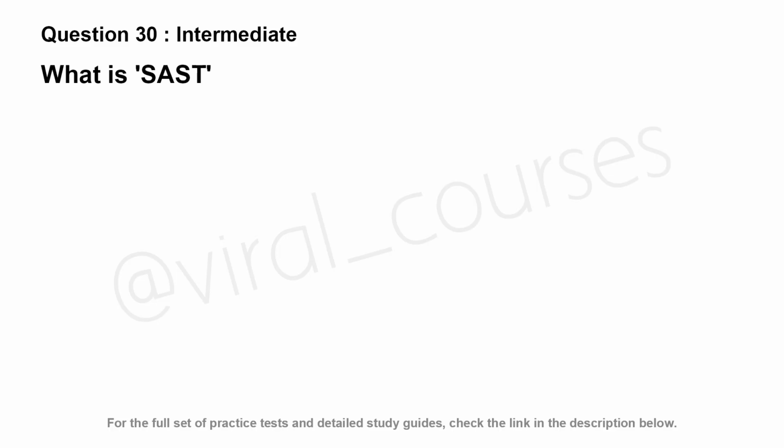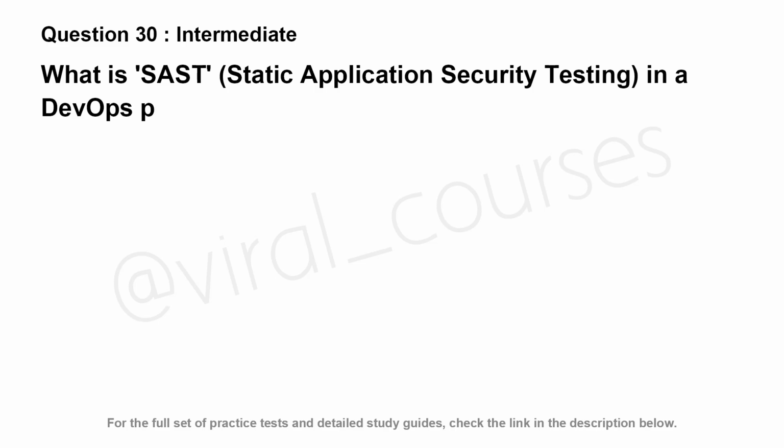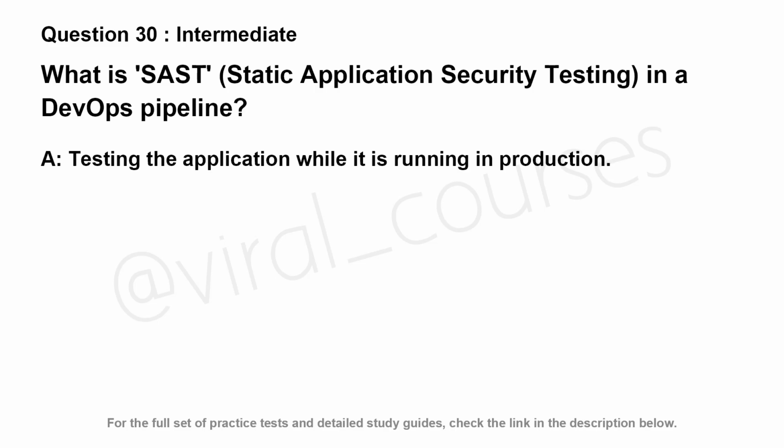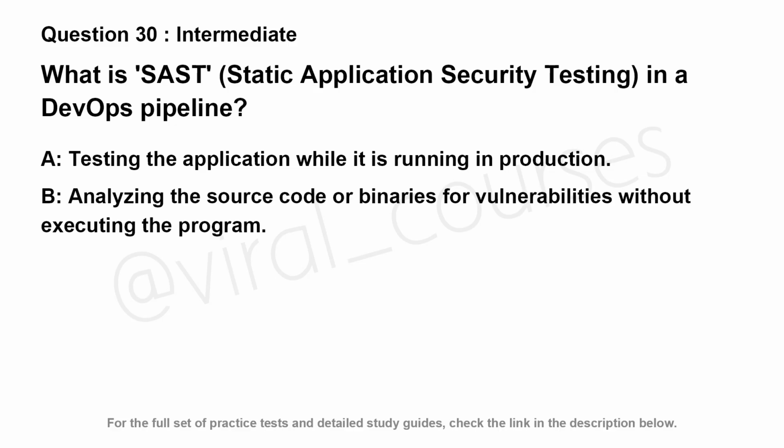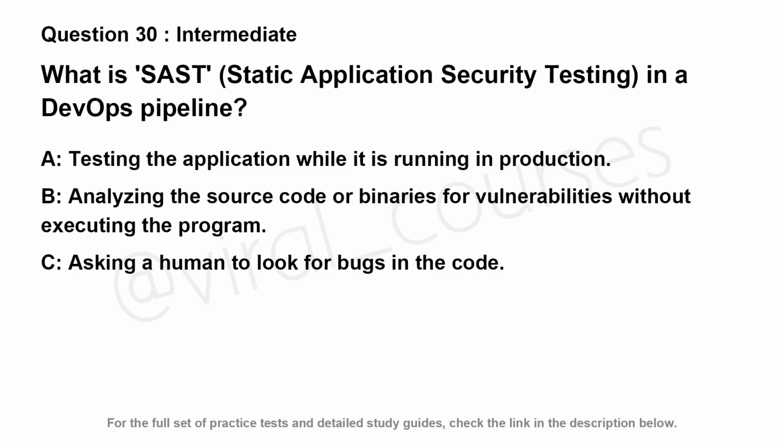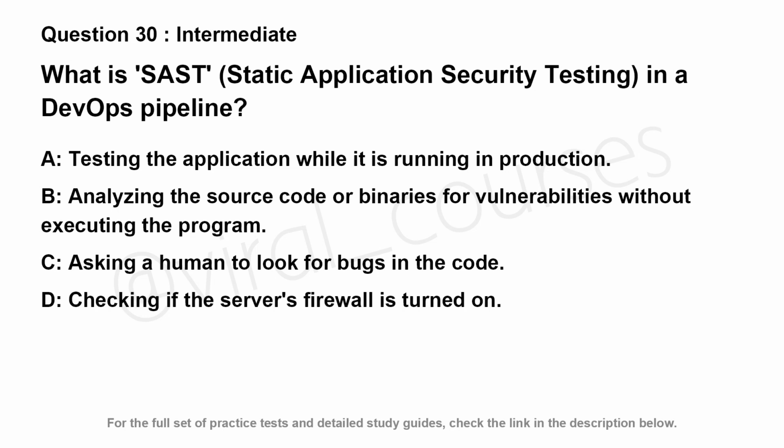What is SAST, Static Application Security Testing, in a DevOps pipeline? Option A. Testing the application while it is running in production. Option B. Analyzing the source code or binaries for vulnerabilities without executing the program. Option C. Asking a human to look for bugs in the code. Option D. Checking if the server's firewall is turned on.